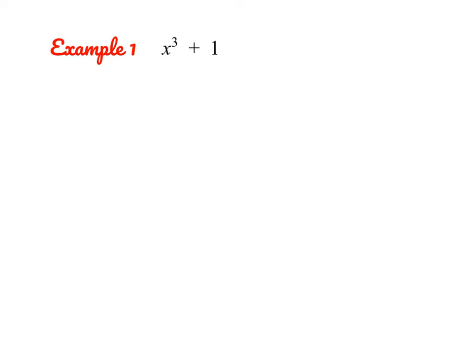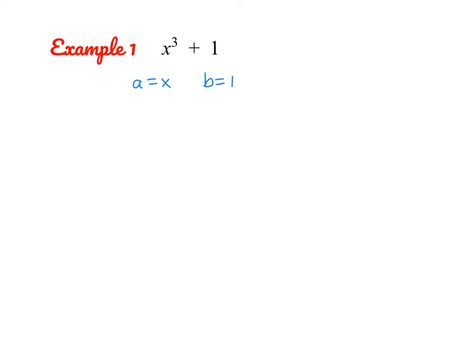Alright, so let's try a couple of these together. So here we have x cubed plus 1. So I see that it's two terms. This is a perfect cube, one is a perfect cube, and it is a sum. So we know we can use that formula. So first, we're going to find our a and b values. So if a cubed is x cubed, that means a is x, take the cube root. And for b, the cube root of 1 is simply 1.